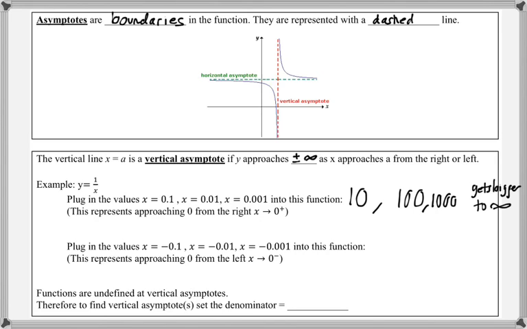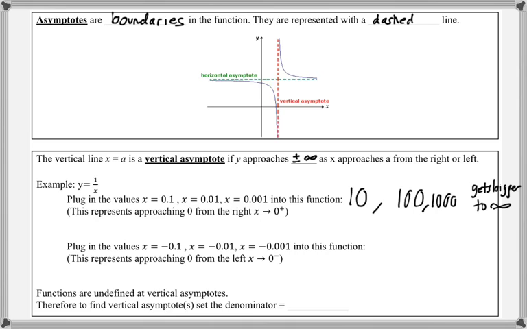So what this represents is approaching 0 from the right, which the notation for that is x approaches 0 plus, or as you approach 0 from the right. So these numbers that I'm picking are getting closer and closer to 0, and they're all positive.